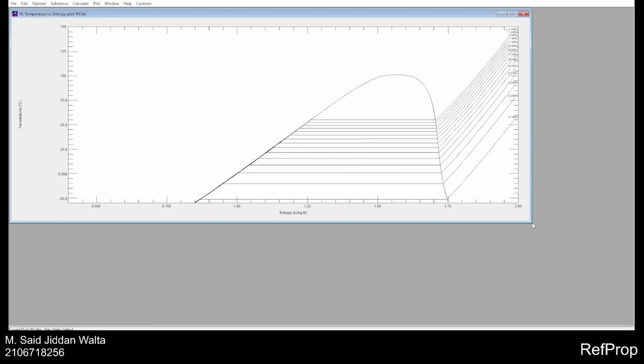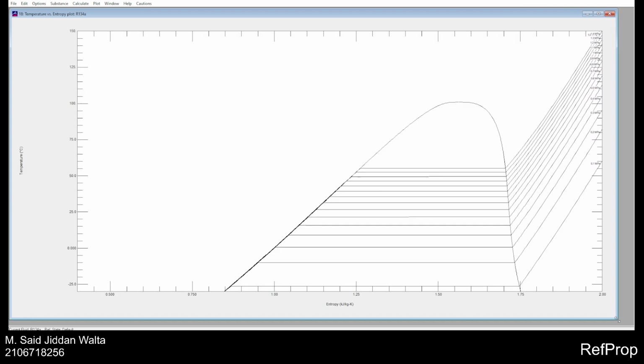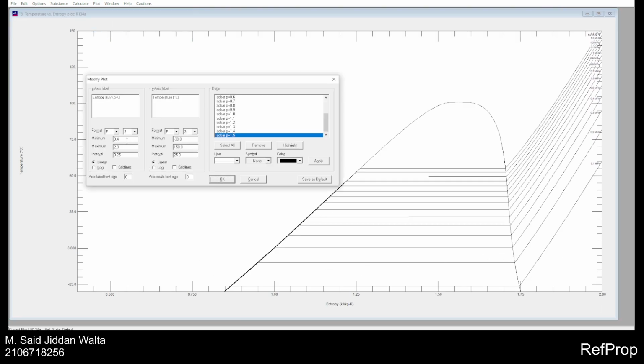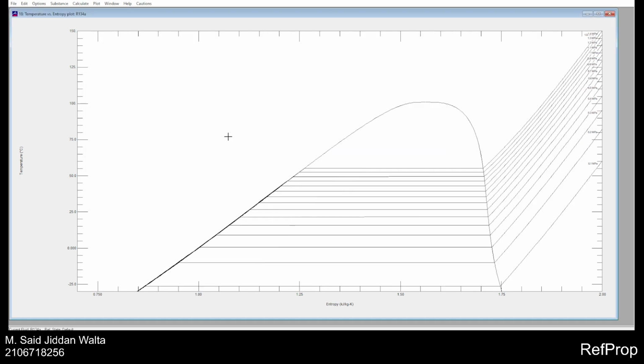So now that we already have our plot, we can see that it's a little bit skewed to the right. So we can improve the view by moving the minimum value of the plot more to the right as well. In this case, we already have the temperature versus entropy plot of the refrigerant 134A, and now we can try to simulate how a typical vapor compression refrigeration cycle would look like.